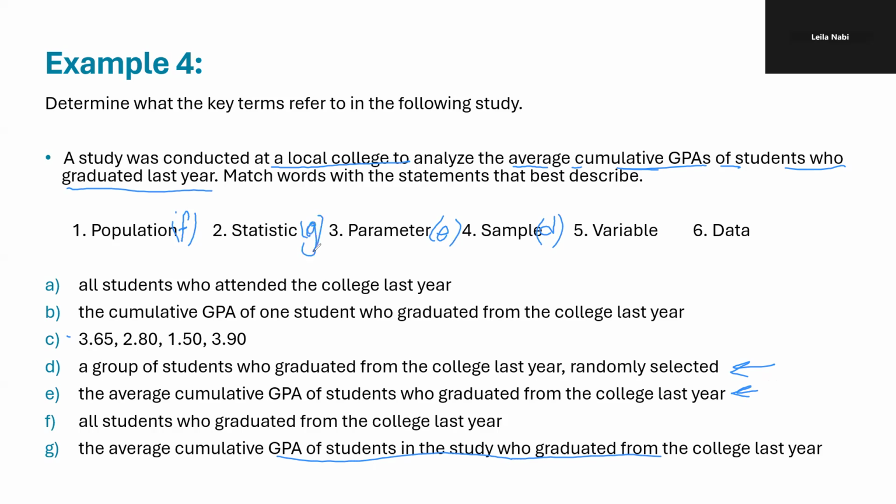The variable is the average GPA score. That's right, it's the GPA score, because that's what we collect from the population or the sample. The GPA of students who graduated from the college last year is B, and the data, those specific GPAs, are the numbers, which is C.